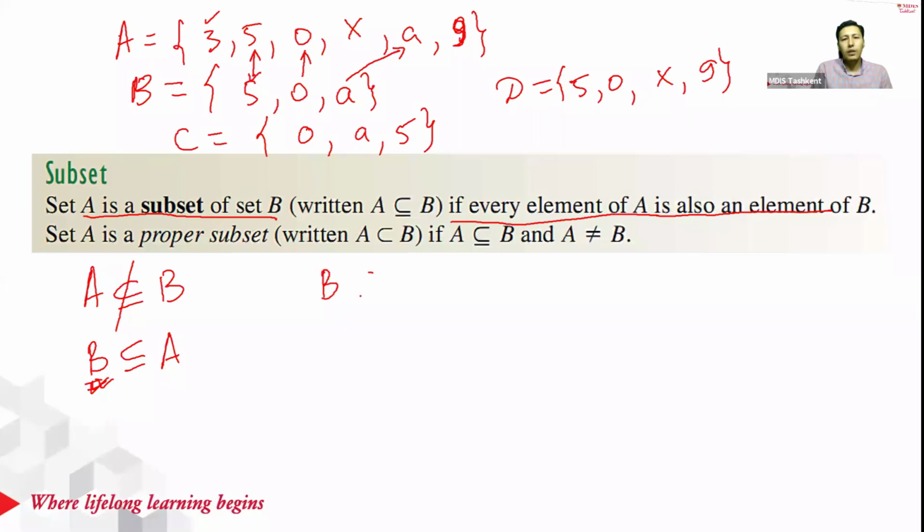B, is it a subset of C? We have 5 in C, yes. 0 in C, a in C, yes. So it is a subset. Now A with D. Is it a subset? So 3, do we have 3 in D? No. So you don't have to compare the other elements. It is not a subset. D, is it a subset of A? 5, do we have 5 in A? Yes. Next, 0, we have 0. x, we have. 9, we have. So it is a subset.